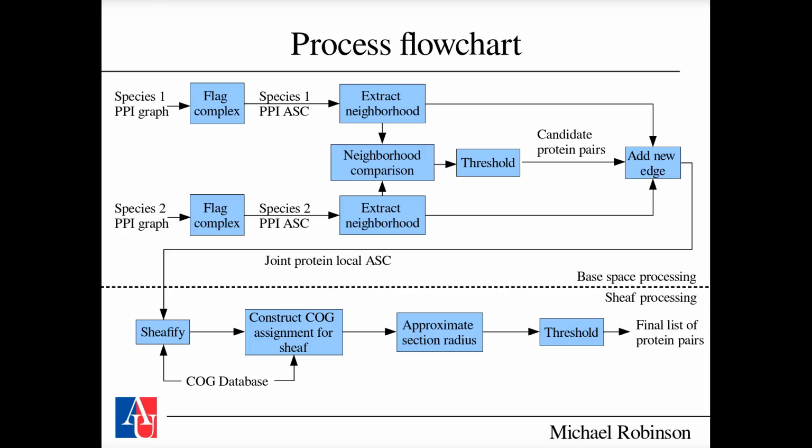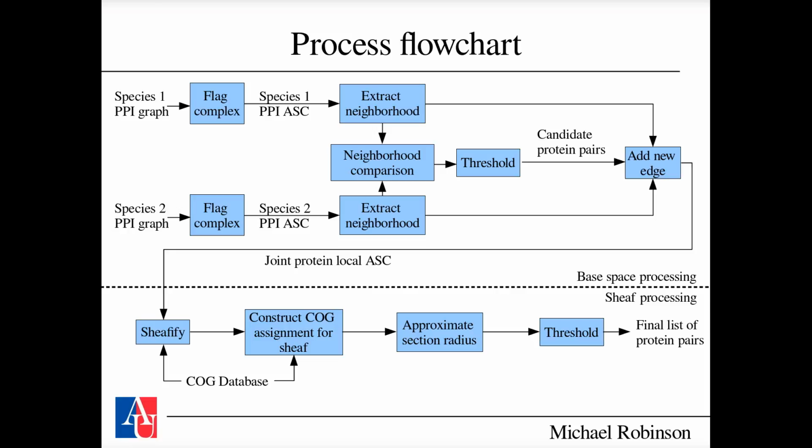Our colleagues have informed us that doing global network alignments is not necessarily likely to succeed because there are a lot of differences, not only between organisms, but just in terms of coverage of data. So we're really focusing on a local network alignment. Once we've done that and thresholded, we have a candidate set of protein pairs, then we zero in, and we transition from processing the base space to processing a sheaf. We build a sheaf over a slightly modified neighborhood in which we've added a new edge between the candidate protein pairs that we'd like to see whether or not they ought to be in the same COG.